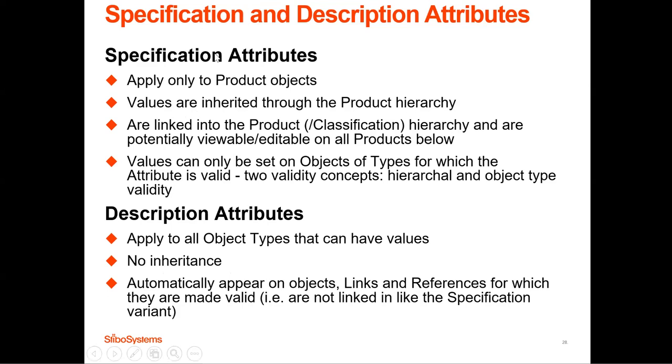So these are the main differences that you have to remember between specification attributes and description attributes. One is applicable only to product objects, the other is applicable to all object types. Here inheritance is supported; for descriptions, no inheritance is supported. And description attributes can always be visible in the description flippers. As soon as you select a product, you'll see something called a description flipper. I'll show you today.